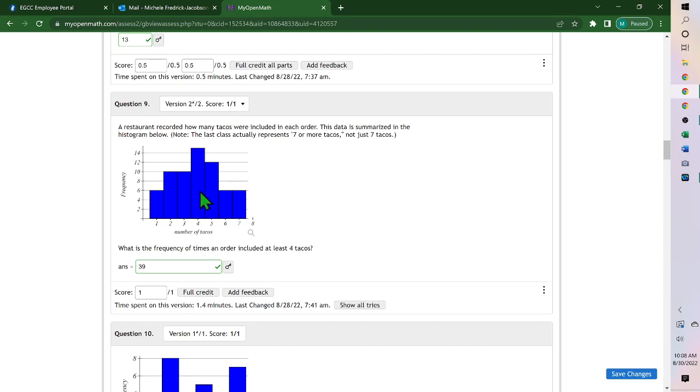So we'd look here and we'd count the 15 plus the 12 plus the 6 and a 6. Because 4, 5, 6, or 7 would be at least 4 tacos. And now that's up to 39. If they wanted at most 4 tacos, then we would have gone 4, 3, 2, and 1 and added up each of those frequencies. So you do need to be careful of the wording. If it said more than 4 tacos, we wouldn't have counted the 4. We would have only counted from 5, 6, and 7.